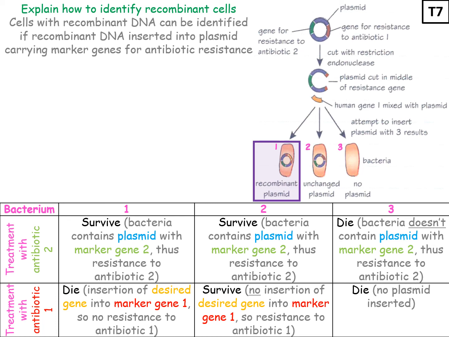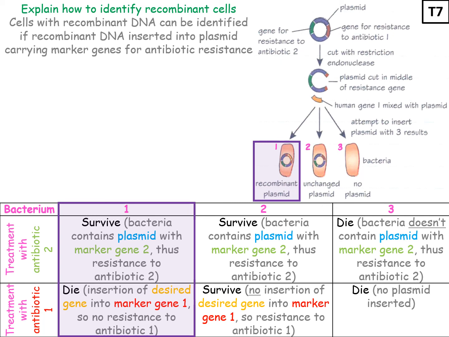So therefore, when we look at 1 and 2, both of them have plasmids inside. When treating with antibiotic 2, that bacteria will survive, and that's how we know that the bacteria has a plasmid inside it. If the bacteria don't grow, that means there was no plasmid, and because there's no plasmid, there's no marker gene 2, there's no resistance to antibiotic 2, so the bacteria will die. And so we can differentiate the third type of bacteria that contains no plasmid.